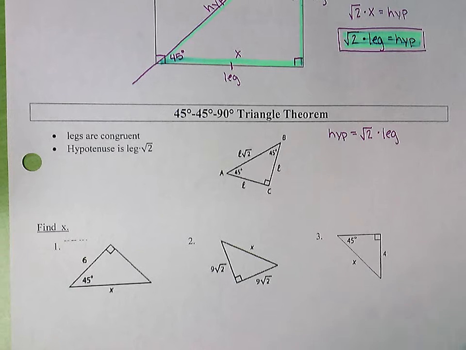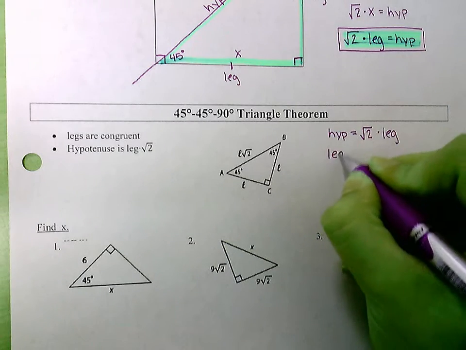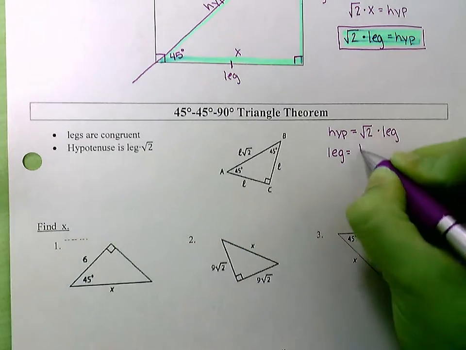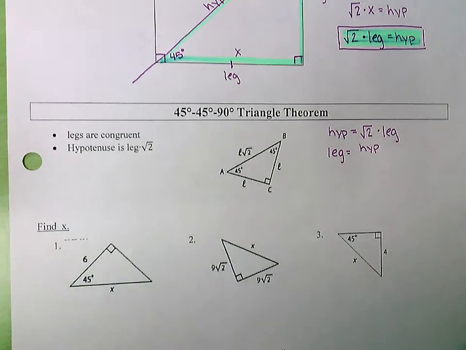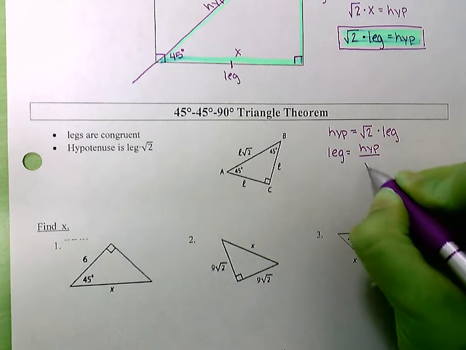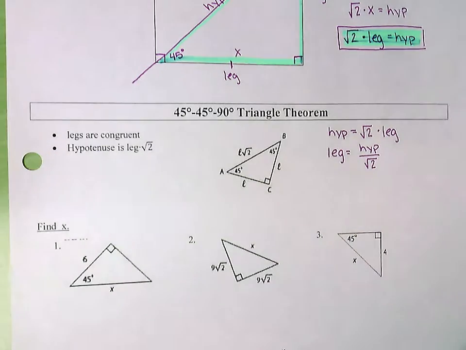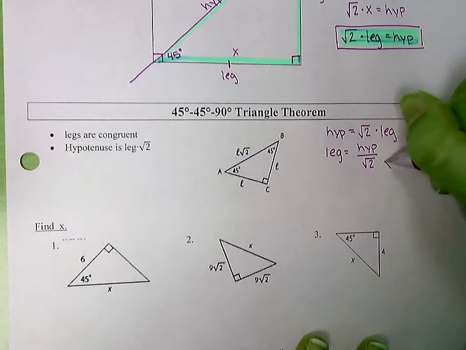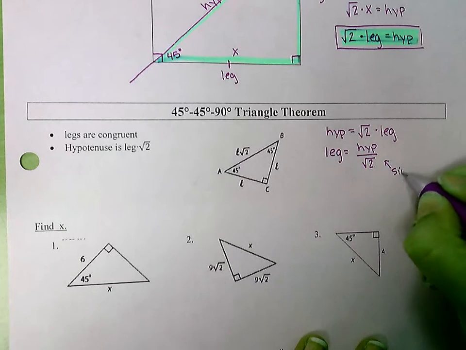Now say I already have my hypotenuse and I need to solve for a leg instead. Okay, your leg will be equal to the hypotenuse divided by the square root of 2. Now, you need to simplify this.